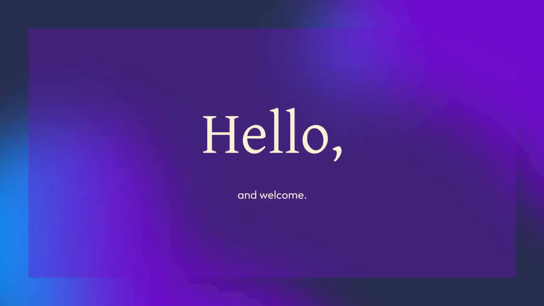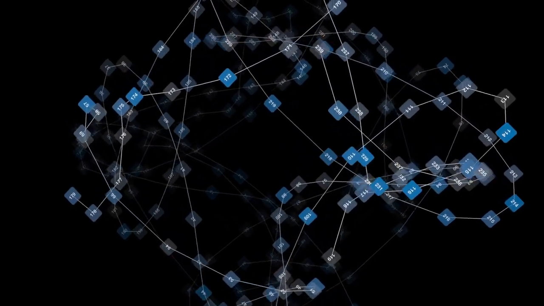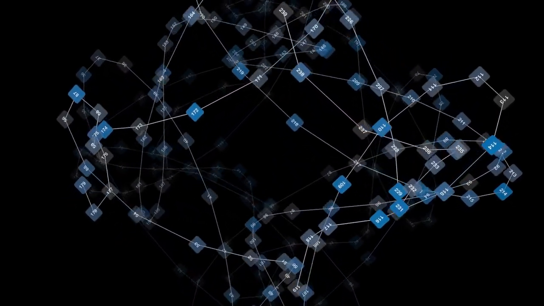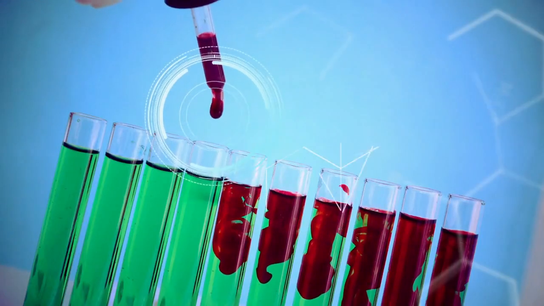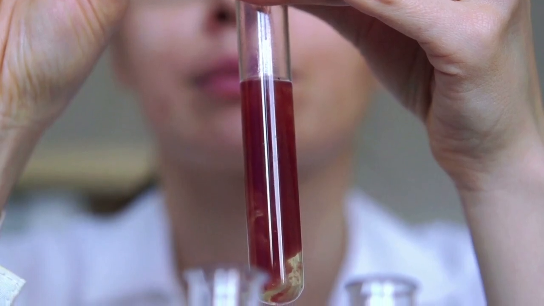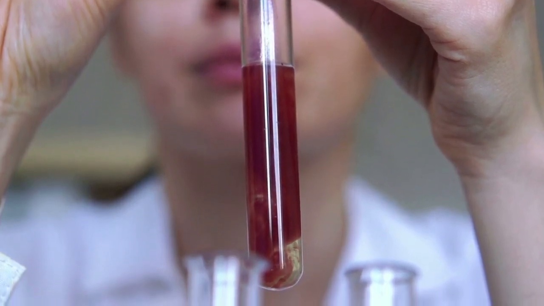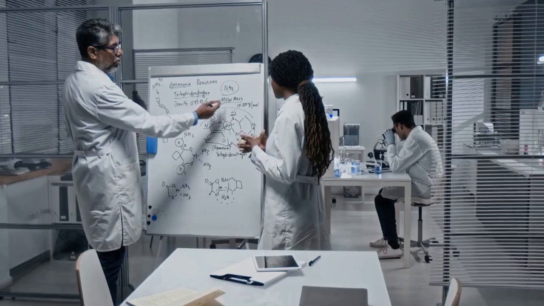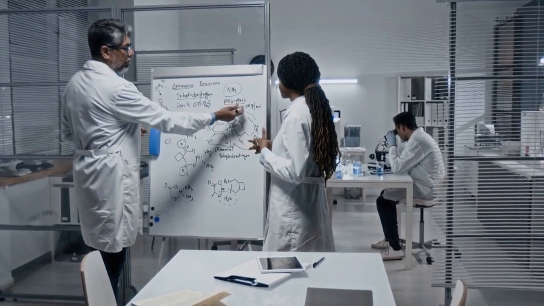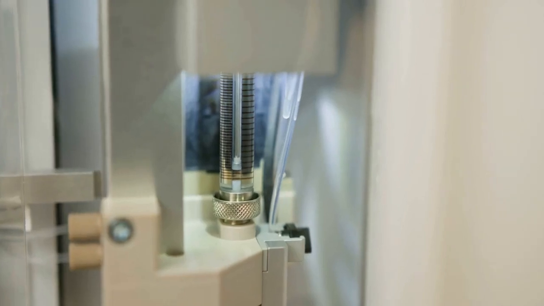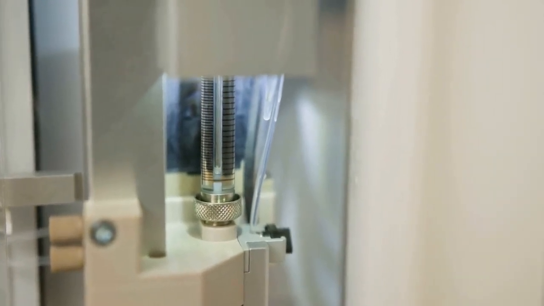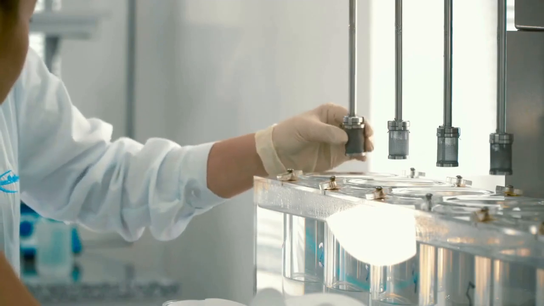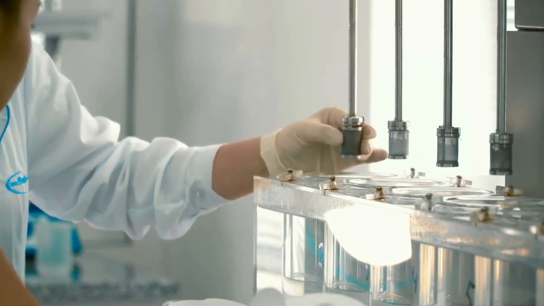Hello and welcome. Have you ever wondered how scientists can identify unknown substances or figure out the molecular structure of a material? Two incredibly powerful tools they use are FTIR and Raman spectroscopy. They might sound complicated, but today we are going to break down the key differences between them in a simple, easy-to-understand way. So, what really sets these two techniques apart?